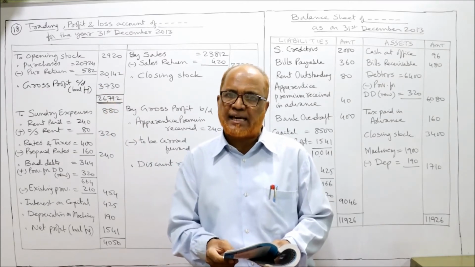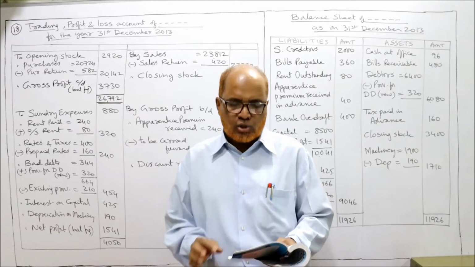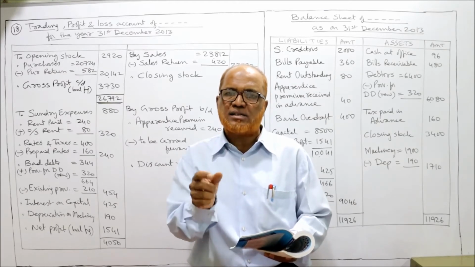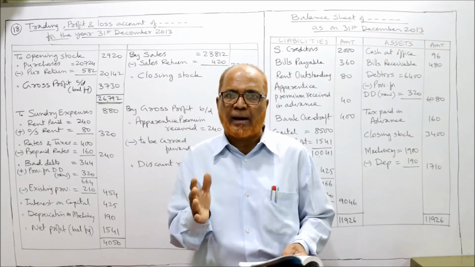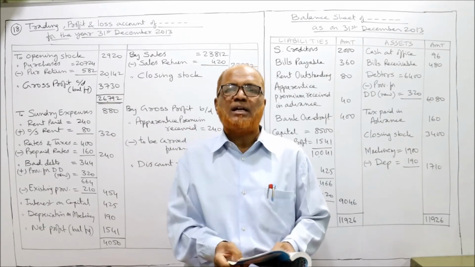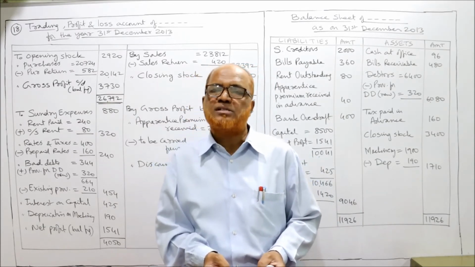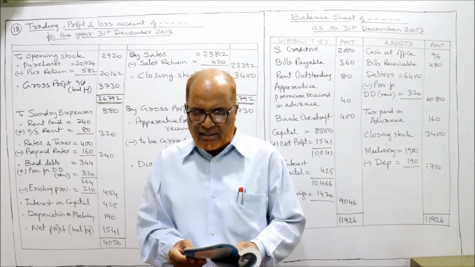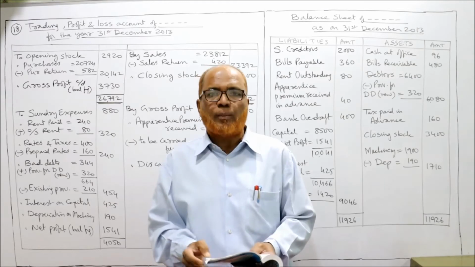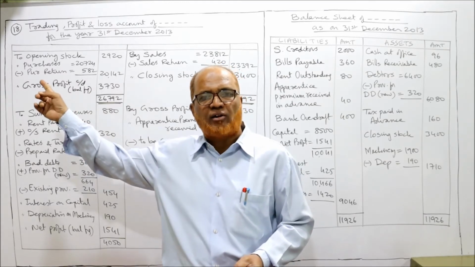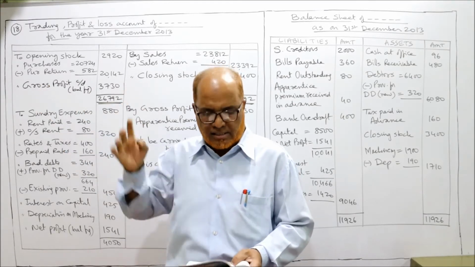Purchases and sales are given in one line. So purchases debit side, sales credit side. Purchases will show debit balance, sales will show credit balance. So on the debit side it is given 20,724. This is the purchases. And on the credit side 23,812. These are the sales. The purchases will be taken on the debit side of trading account, sales will be taken on the credit side.